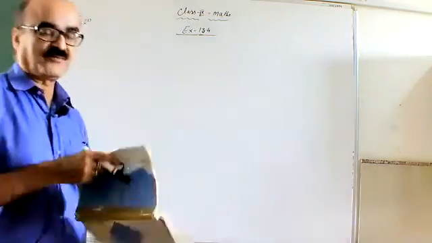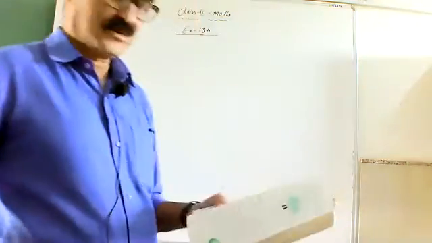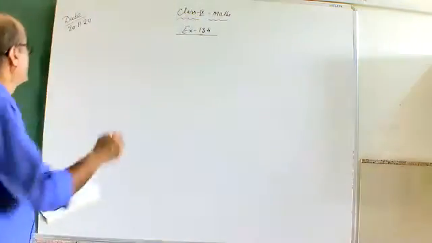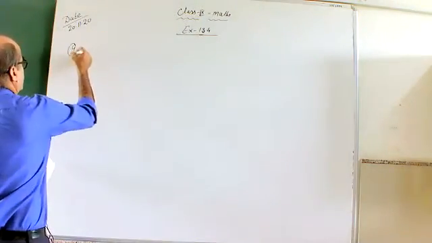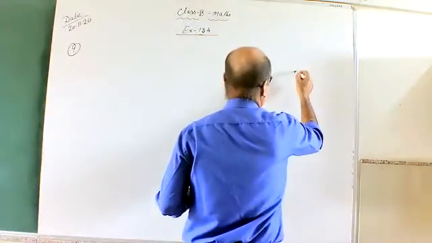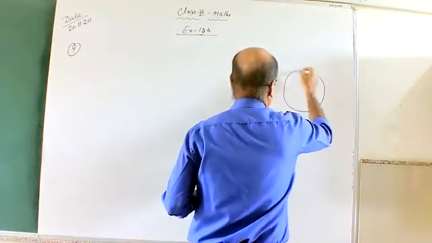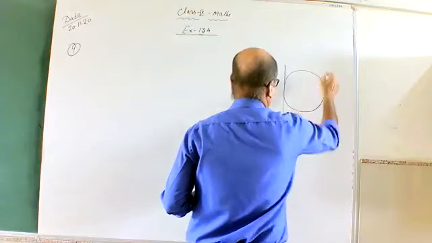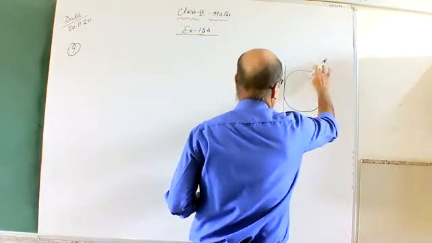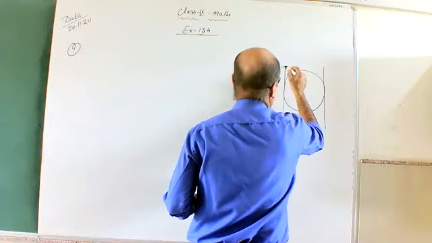Exercise 13.4. Where did we stop? Sir, question number 9 remains. Question number 9 was: there is a sphere inside a cylinder.